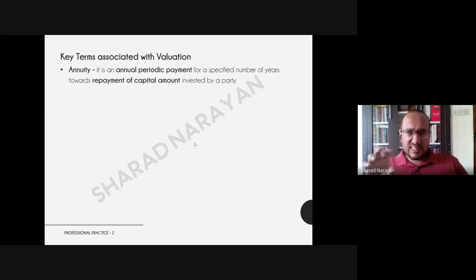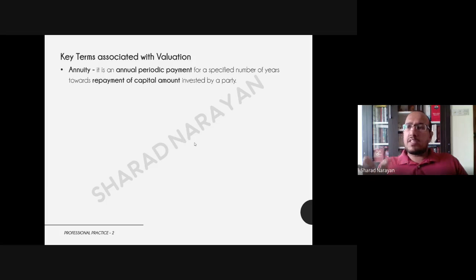So this is not entirely related over here, but still we will consider this. An annuity is an annual periodic payment for a specified number of years towards repayment of a capital amount invested by a party. Okay. So here it's probably not going to be very easy for you to understand, but I will give you a reverse example over here. An annuity can even be something which can be considered as a premium. All right.